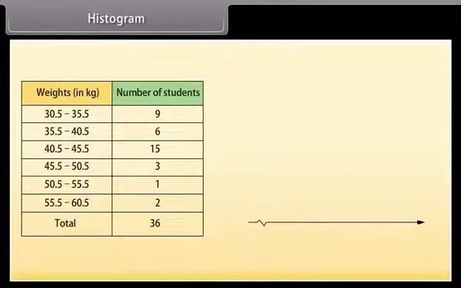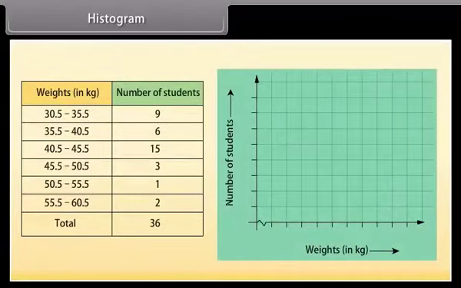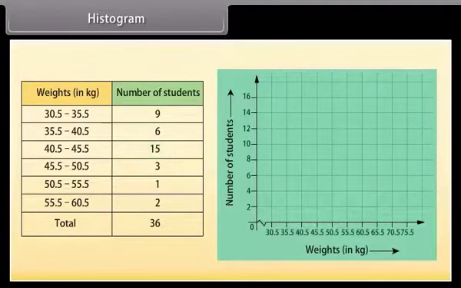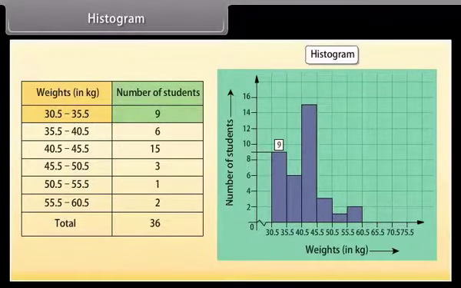To plot the histogram, we represent the weights on the horizontal axis and the number of students on the vertical axis. Since the maximum frequency is 15, we need to choose the scale to accommodate the maximum frequency. Also, since the first class interval starts from 30.5 and not 0, we show it on the graph by marking a break on the axis. Let us now draw the rectangle for the class interval 30.5 to 35.5 of length 9 cm. Similarly, we draw the other rectangles. This is called a histogram.